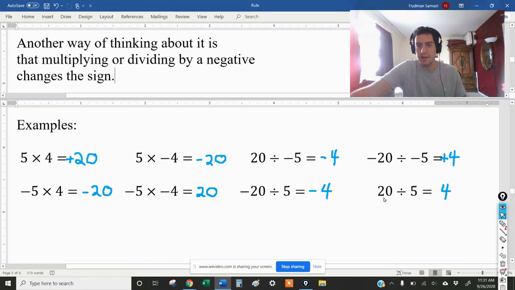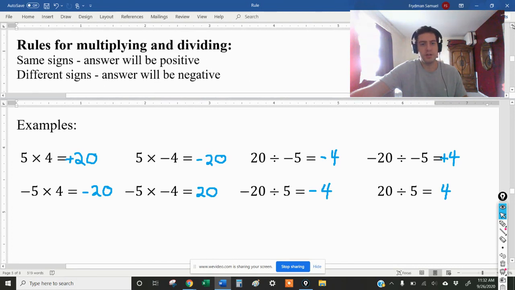Here I started with a positive and I divided by a positive. Dividing by a positive is not going to change the sign. So since I started with a positive, the sign is not going to change and the answer will still be positive. So that's just another way that you can think about it. You can think about it either way, whichever way makes more sense to you. If you like thinking about it this way, then that's fine. If you want to just continue thinking about it like this, same signs, answer will be positive, different signs, answer will be negative, then you could think about it that way.